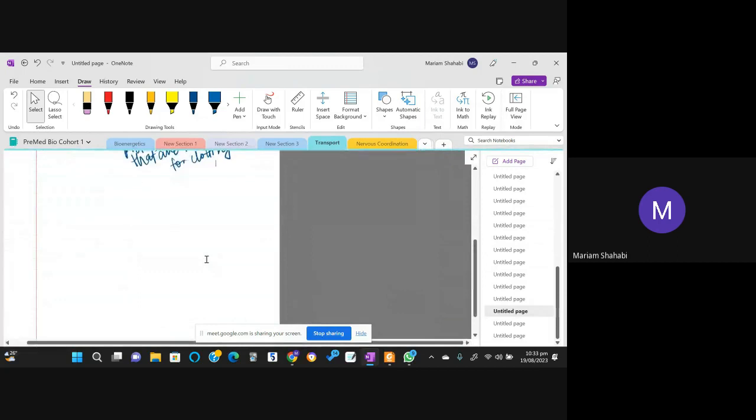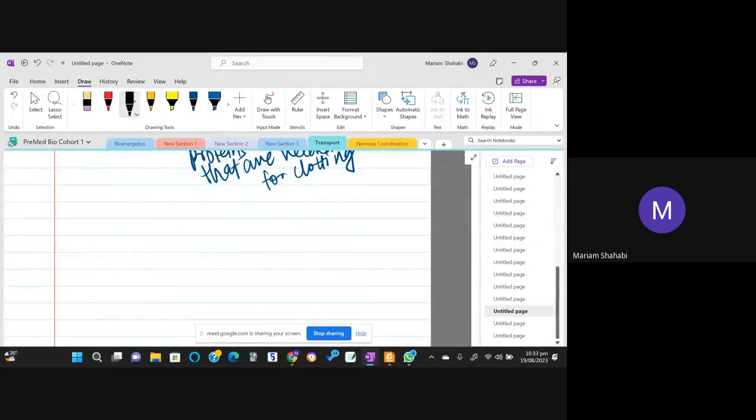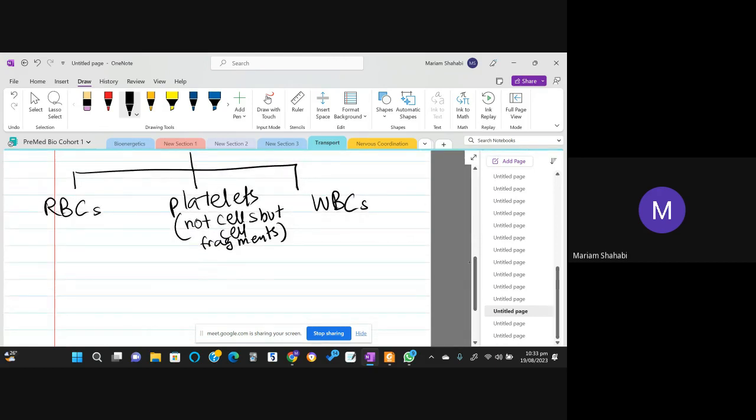ठीक है? So now let's come to the types of blood cells. 3 types. Red blood cells. Platelets are not actually cells, they are fragments of cells. Not cells, but cell fragments. Then you have white blood cells. Okay? Red blood cells they have a certain structure.